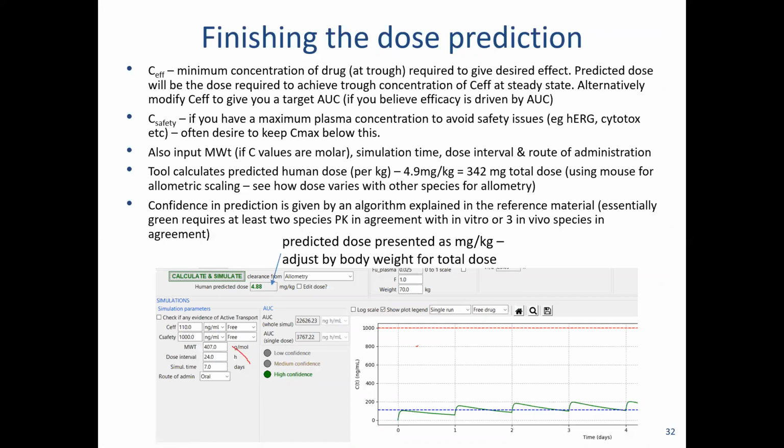So the tool calculates predicted human dose per kilogram per dose. Okay, so if you're dosing twice a day, this is roughly 5 mg/kg, you have to give 5 mg/kg, so that's 350 mg twice a day. Okay.